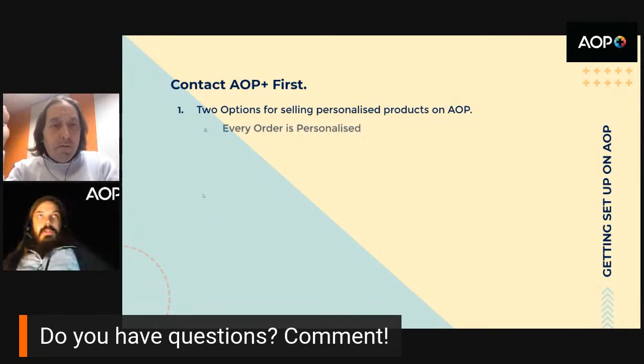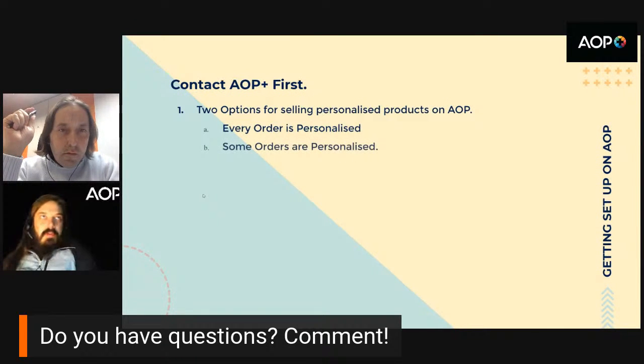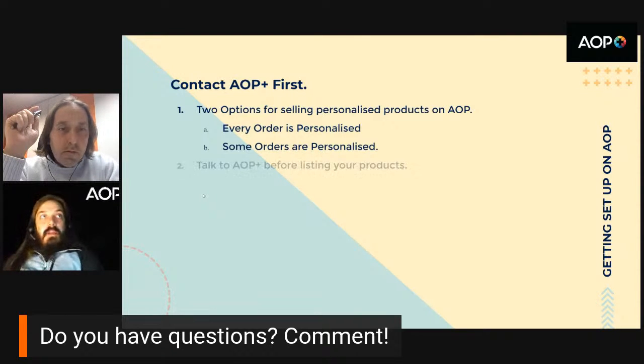So you've got 2 options for selling personalized on AOP. You can either have a store where absolutely everything is personalized. You don't offer any normal products that people can just buy and be done with, or else you can do a mix. So you could have your own designs, people just buy them, same as any print-on-demand company, and then a few that are personalized. And how AOP handles those 2 options is different. So it's important to know ahead of time whether you're going to do one or the other, so that you can tell them and they can set it up correctly on the back end.